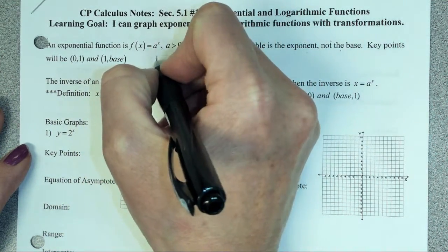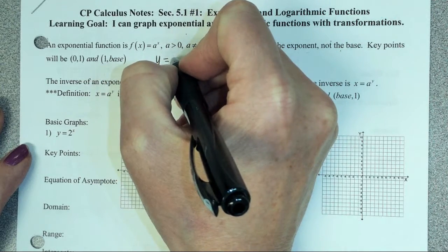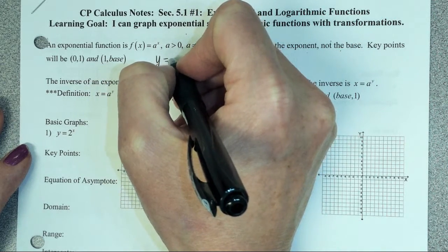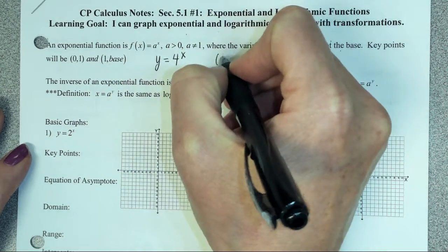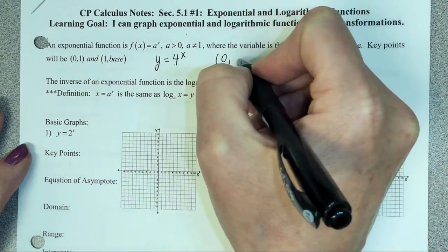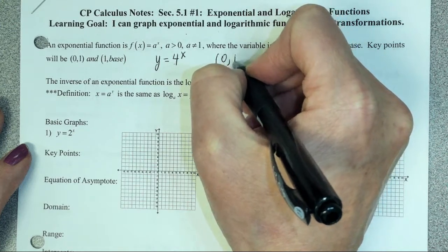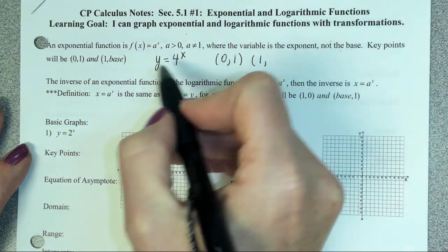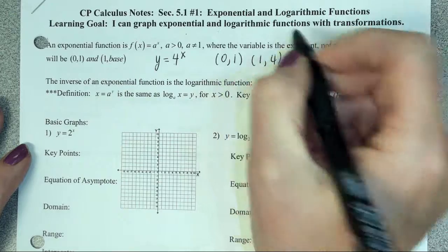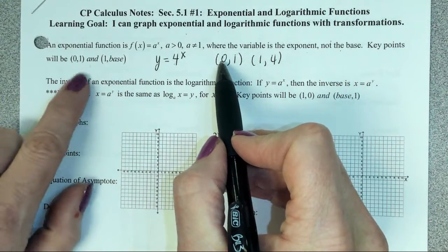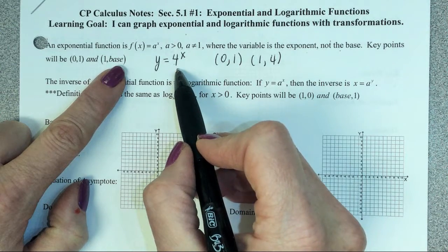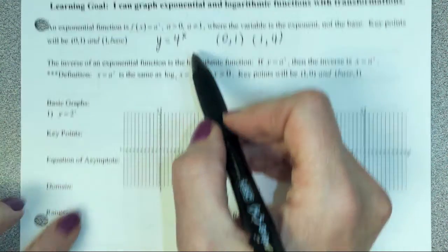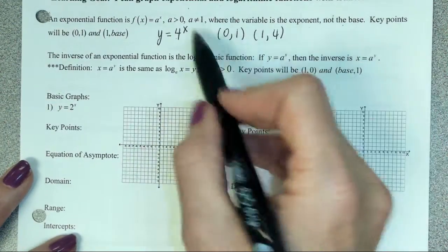Here's the reason why. If I give you any number, 2, 3, 4, whatever, so let's say that our number is 4. Well, if I plug in 0 for x, what's anything to the 0 power? 1. If I plug in 1, 4 to the first is 4. Can you see why the key points are always going to be (0, 1), and then if I plug in 1, it's just going to be equal to whatever the base is? So that's something that you should just know.